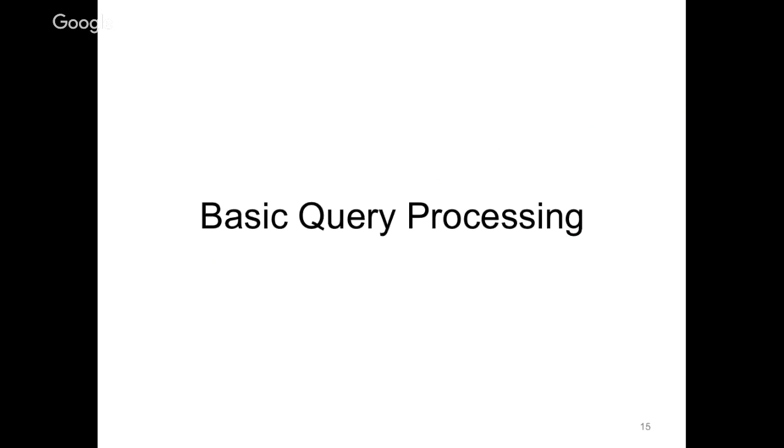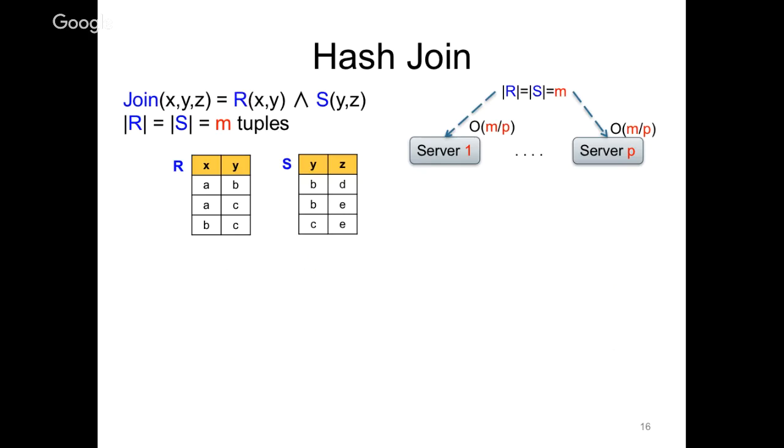Okay, basic query processing, and I'm going to start with join. We have 2 relations, R and S, and we want to compute the join, and there is no projection. So we want to join on the attribute Y. In this part of the tutorial, I'm going to assume that all input relations have the same size. So this is M tuples.